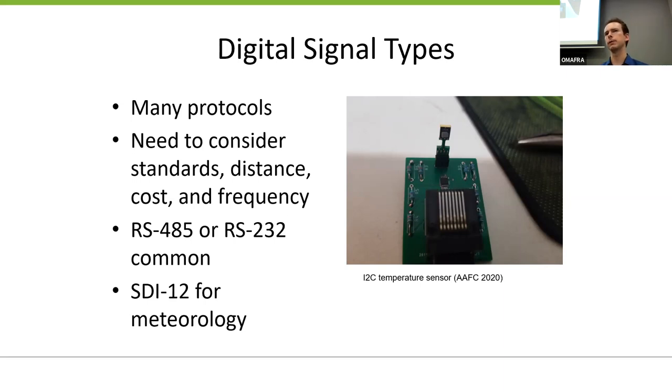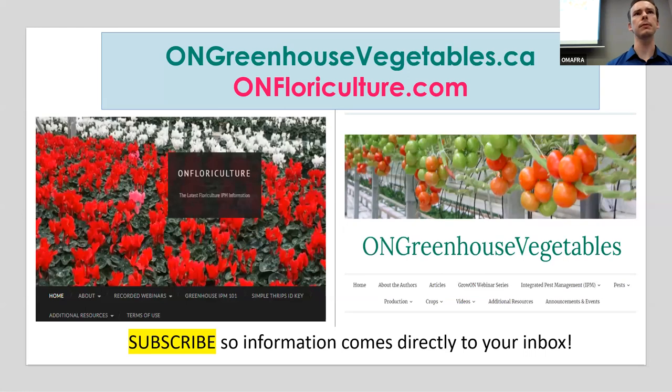Other sensors that you might come across if you were looking for digital signals, you'll see lots of I2C sensors. They're really nice. They're really inexpensive. But that's not a signal you want to be using in a greenhouse without converting it in some way, say through Ken's LoRaWAN system. Basically, they're meant for circuit board to circuit board transmission, not long distance in a greenhouse. That's where something like a hub comes in.